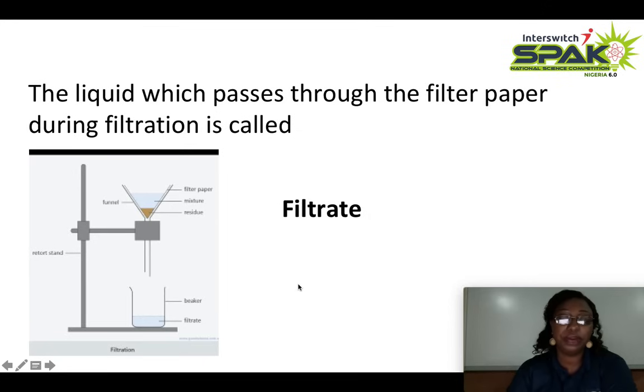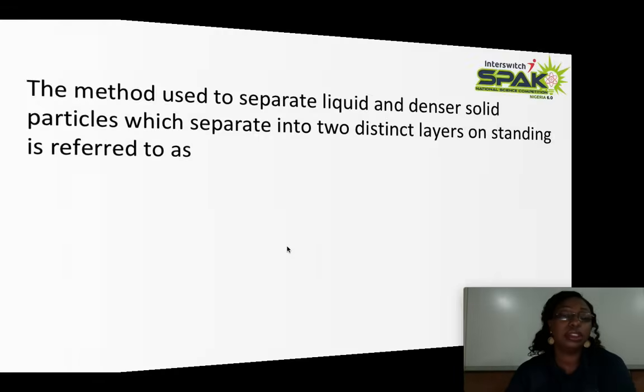So this is one of the separation techniques that has to do with solubility. The soluble substance, or soluble salt, passes through the filter paper, while the insoluble stays on the residue.